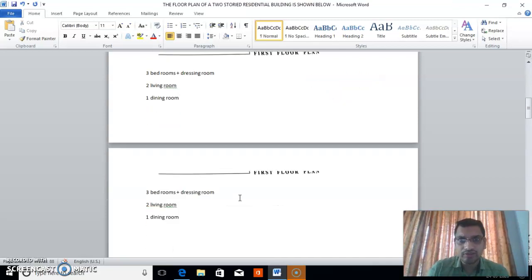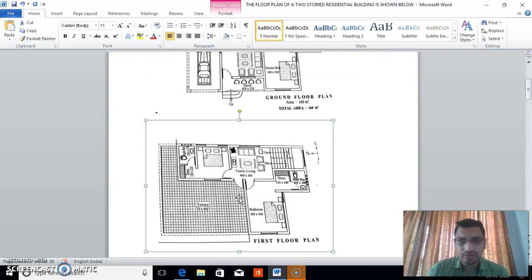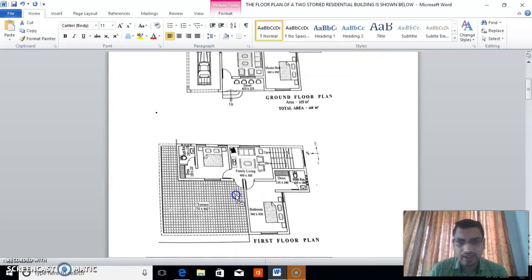Then the first floor plan. So this is the first floor plan, and the first floor consists of two number of bedroom, bedroom 1 and bedroom 2. Okay, two number of bedroom cum dressing room with the toilet and one family living room. That's all the floor plan of ground and first floor.